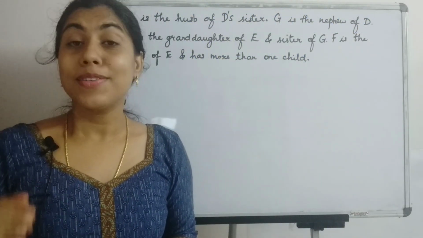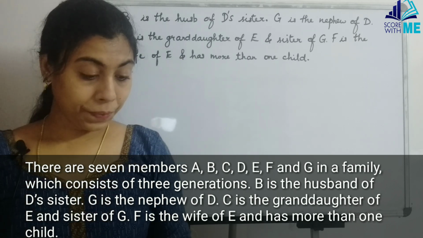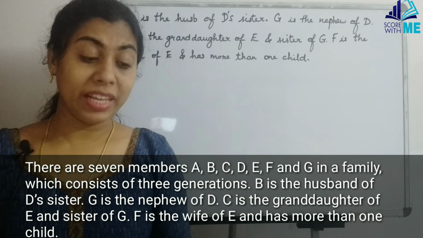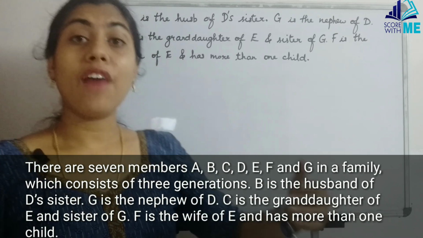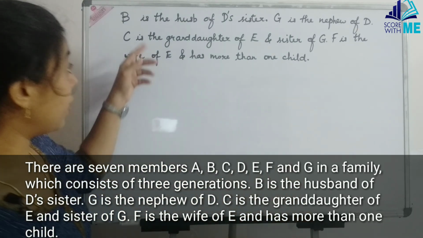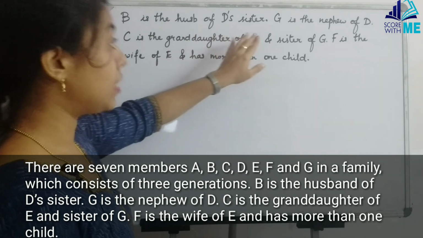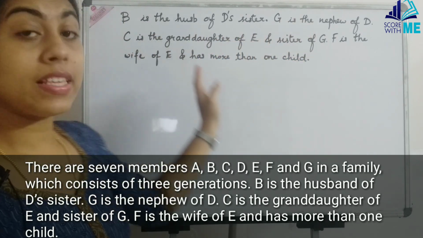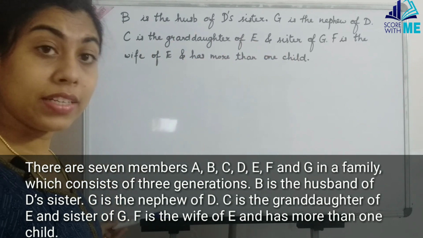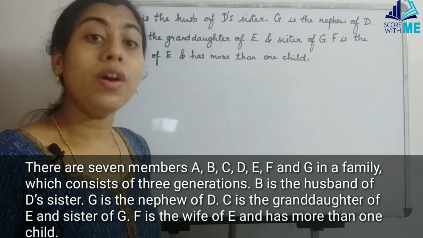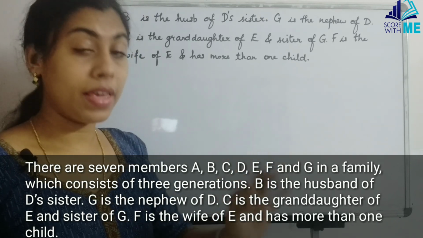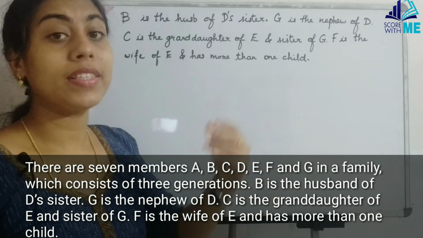Getting into the question. So first let's start reading the question. There are 7 members A, B, C, D, E, F and G in a family which consists of 3 generations. After this general statement comes the relationship between members of that family. B is the husband of D's sister, G is the nephew of D, C is the granddaughter of E and sister of G, F is the wife of E and has more than one child. As we know, whenever we do a question, we need to go statement by statement and start making the family tree with all the information that is given.